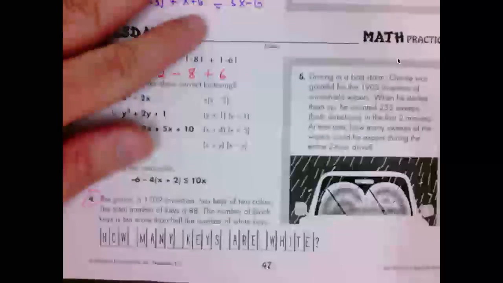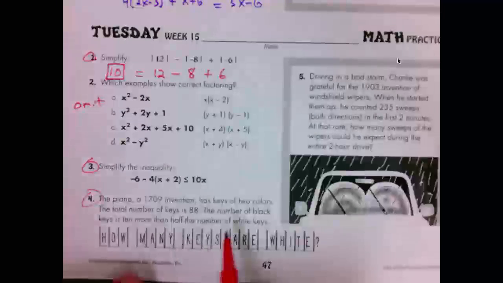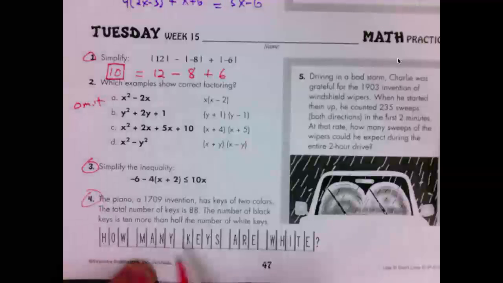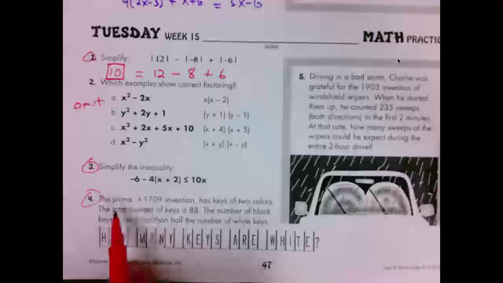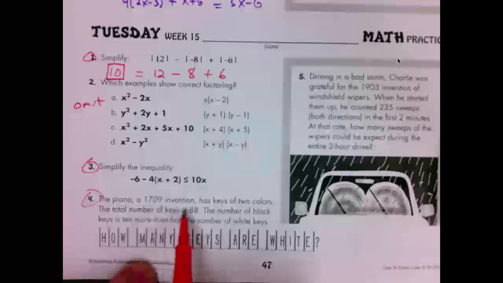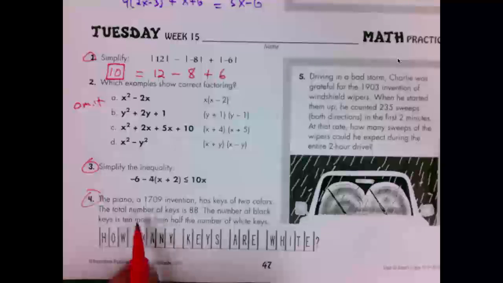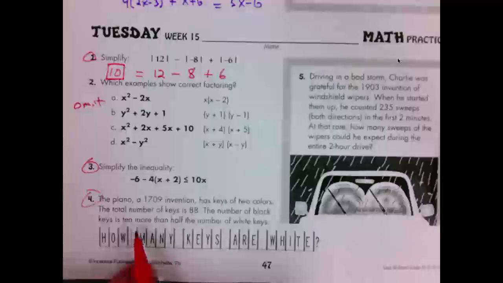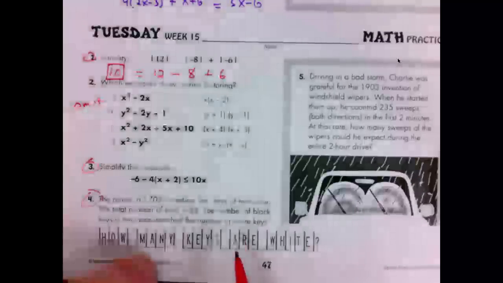Now I'm looking at number 4. How many keys are white? That's our question sentence. How many keys are white? The piano, a 1709 invention, has 2 colors. The total number of keys is 88. The number of black keys is 10 more than half the number of white keys.